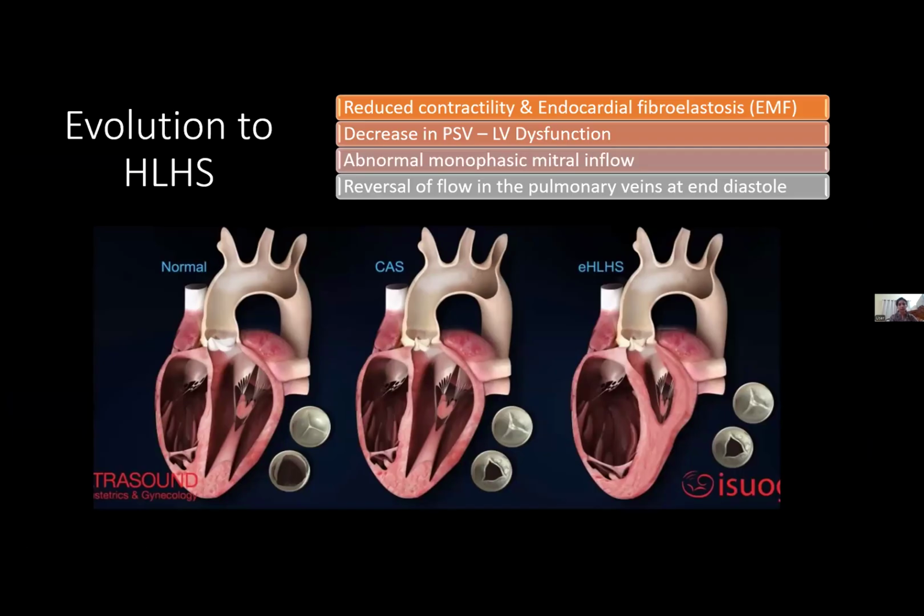Abnormal endomyocardial fibroelastosis and decrease in the peak systolic velocity on serial follow-ups, abnormal monophasic mitral inflow with reversal of flow in the pulmonary veins at end diastole. These are the markers for the functional deterioration to hypoplastic left heart syndrome.